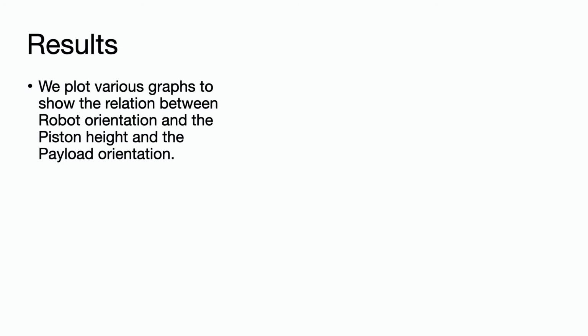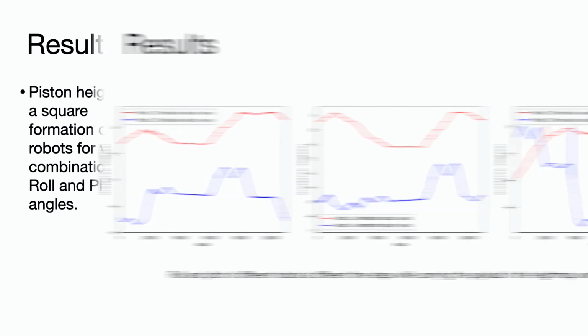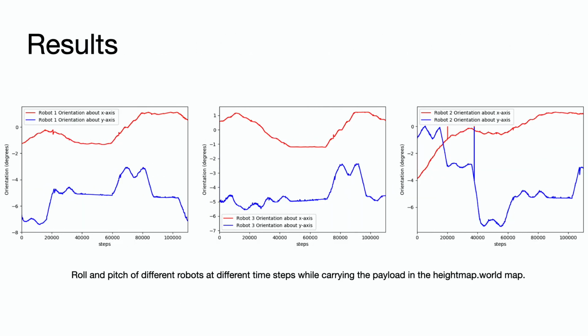We also show various plots between robot orientation, piston height and payload orientation. This slide shows piston heights for various combinations of roll and pitch angles. These plots show roll and pitch angles of each robot in the third case of Gazebo simulation.